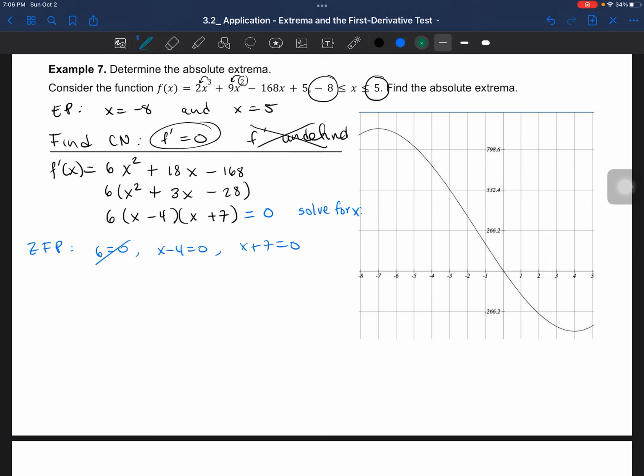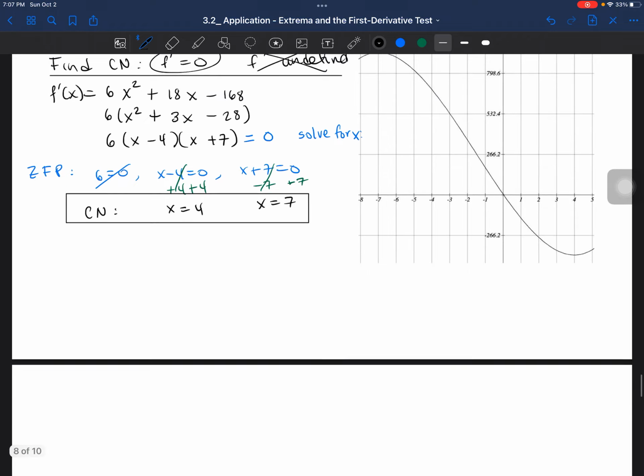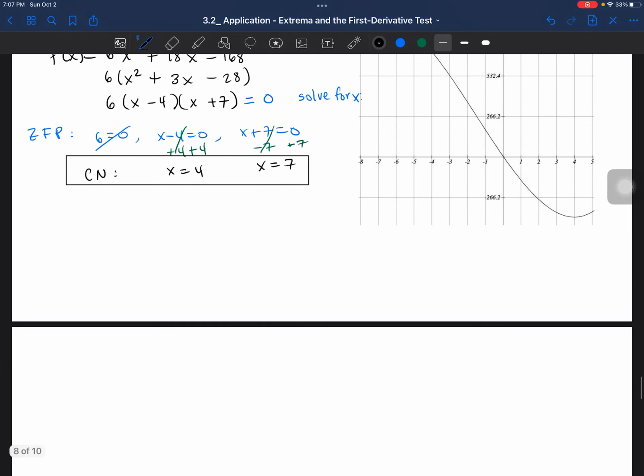So we're going to solve for the other ones using basic algebra rules. This will be x equals 4, and this will be x equals -7. So we have found the critical numbers. Let's make sure we box these, because those are a big deal. We found those two.